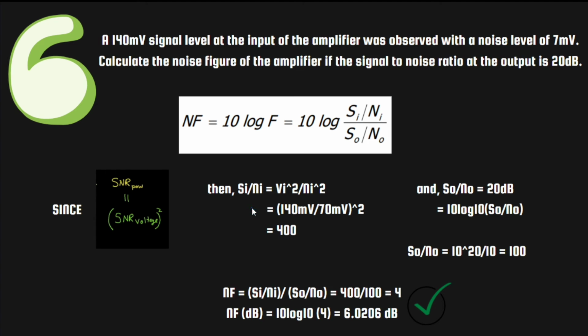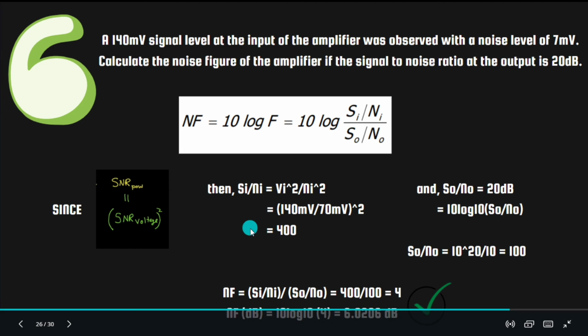Since we know the relationship of SNR power and SNR voltage, then the input signal over the input noise level is equal to the input signal level over the input noise level squared with regards to voltage. So we will substitute the 140 mV signal level all over the noise level, and we will square it, and that will be equal to 400. And for the output SNR, this is equal to 20 decibels. So 10 log of the output SNR. So SNR at the output is equal to 10 raised to 20 over 10. So that will be equal to 100.